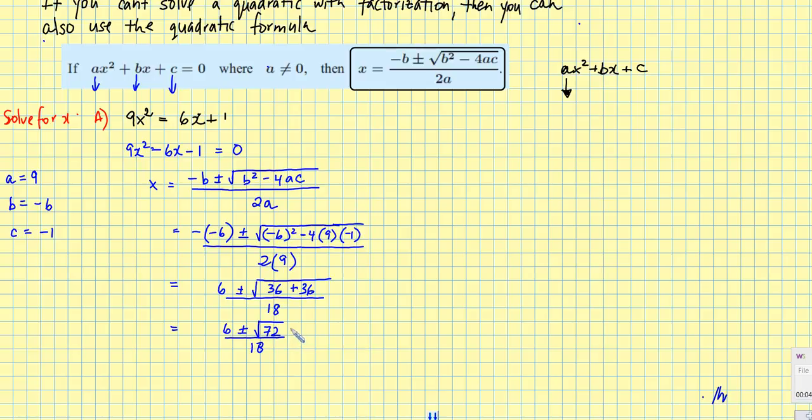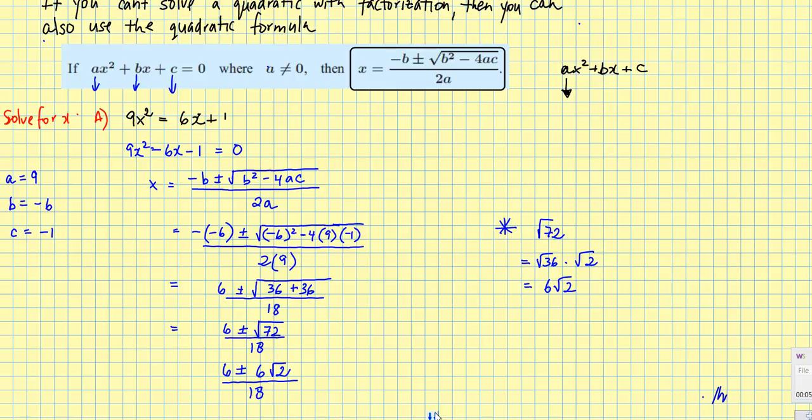The alternative way to do this would be to break this up so that I have 6 plus or minus. Now, I'm just going to put this off to the side. The square root of 72, the radical of 72, can be broken down into root 36 times root 2. Well, root 72 then is really equal to 6 root 2. So I can rewrite root 72 as 6 root 2, and then I divide that by 18.